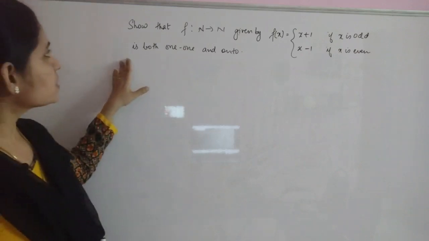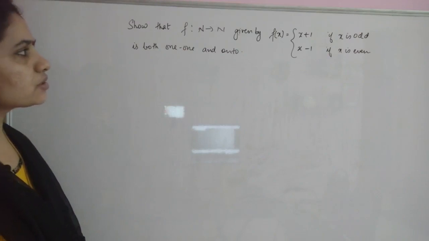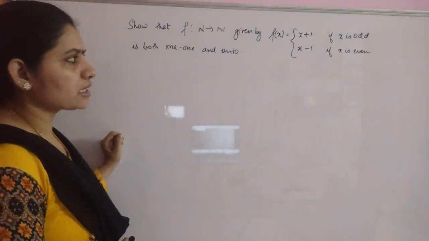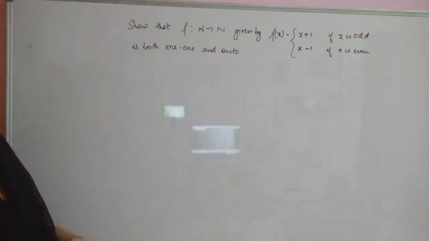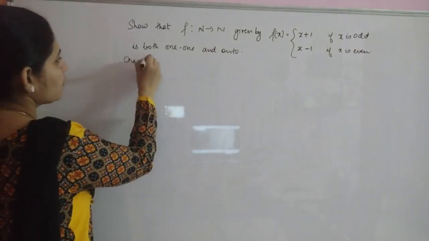So the first question which we are discussing is: show that f from N to N, given by f(x) = x + 1 when x is odd and x - 1 when x is even, is both one-one and onto. This is what you need to show. So for that, first we will start with the concept of one-one.